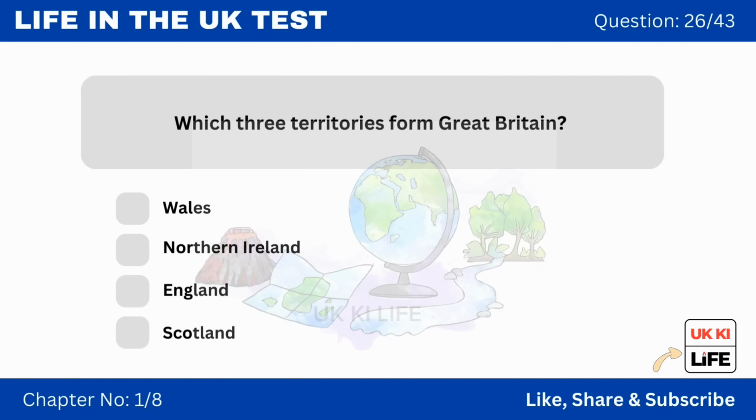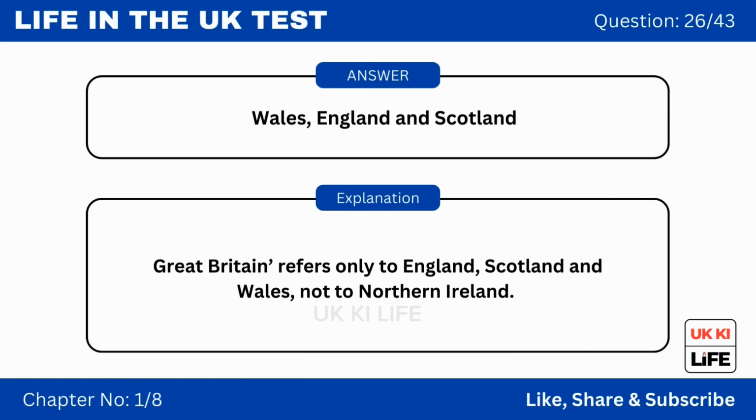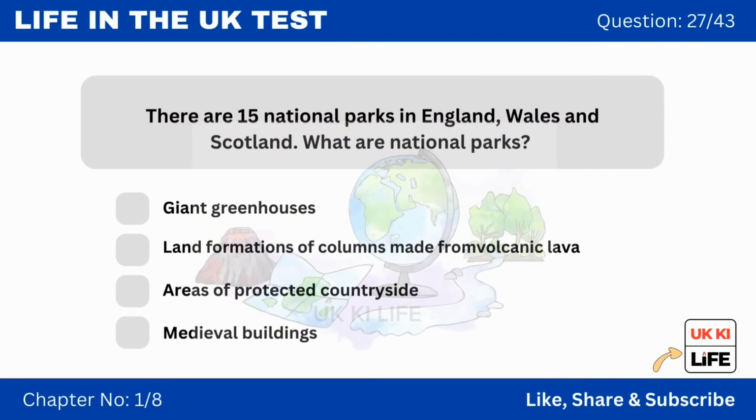The correct option is A, C, and D. Explanation: Great Britain refers only to England, Scotland and Wales, not to Northern Ireland. Question 27. There are 15 national parks in England, Wales and Scotland. What are national parks? Giant greenhouses, land formations of columns made from volcanic lava, areas of protected countryside, medieval buildings.